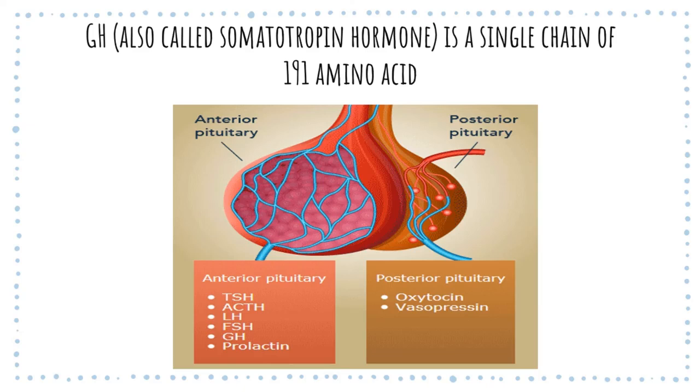Adrenocorticotropic hormone, growth hormone, thyroid-stimulating hormone, follicle-stimulating hormone, prolactin, and luteinizing hormone. The posterior lobe of the pituitary gland stores and releases hormones secreted by the hypothalamus section of the brain, including vasopressin and oxytocin.